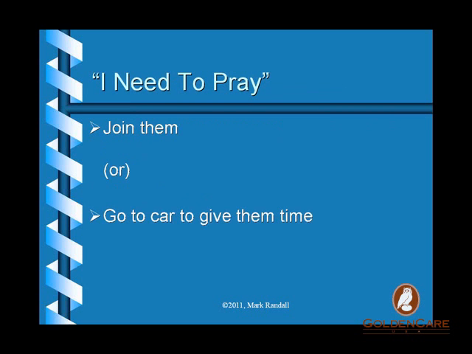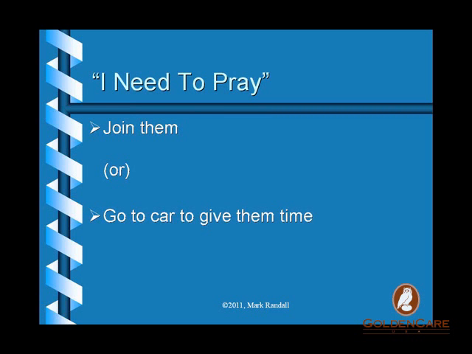When I sell down south, especially in Tennessee and northern Mississippi, an objection that you'll run into a lot is you'll get to the end of the sale and the clients will look at you and say, "I need to pray about this." When I'm training down there, I normally tell the agents there's two ways you can handle it. Number one, say, "No problem, can I pray with you?" And go ahead and join.